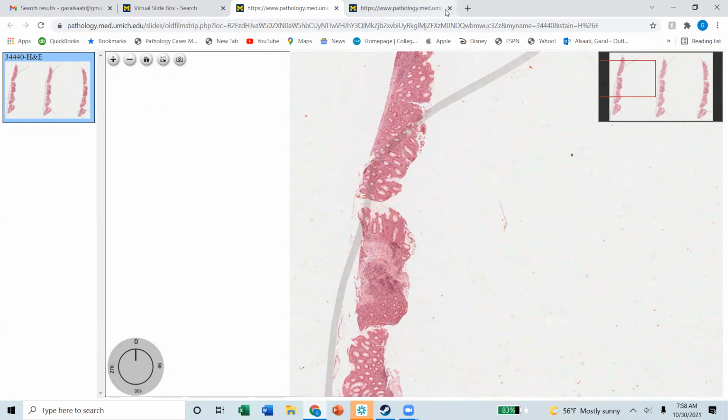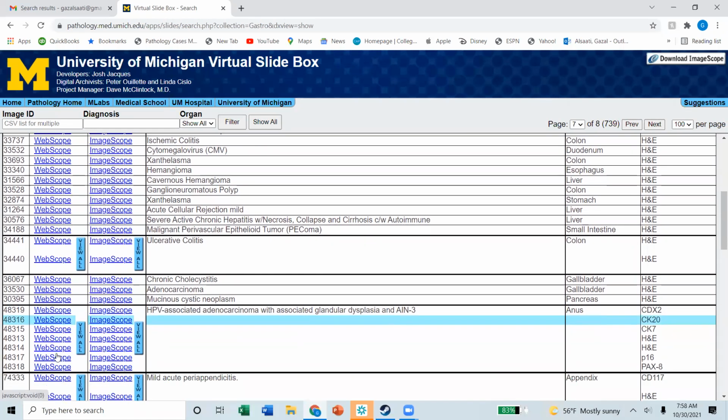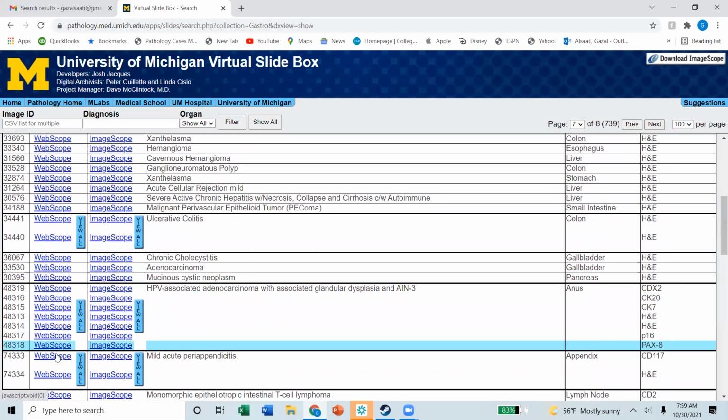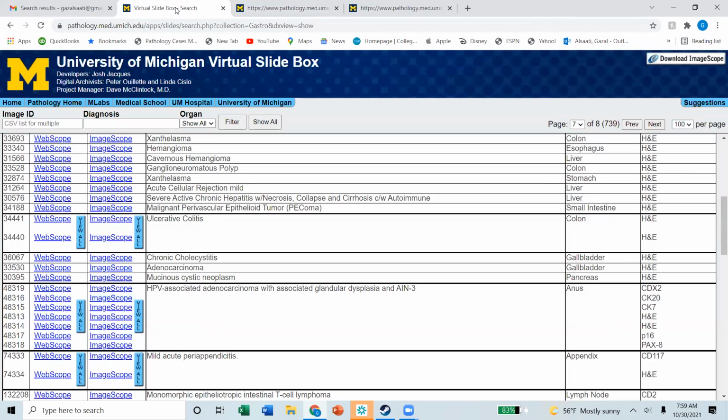Okay, so again, look for dysplasia. That's very important. Next is HPV-associated adenocarcinoma with associated glandular dysplasia and AIN1. Okay, AIN3, I'm sorry, AIN3. So the nice thing about it is that we can cover multiple things.